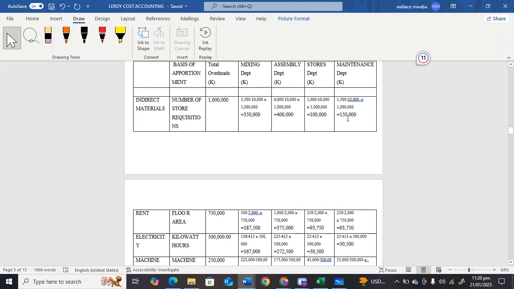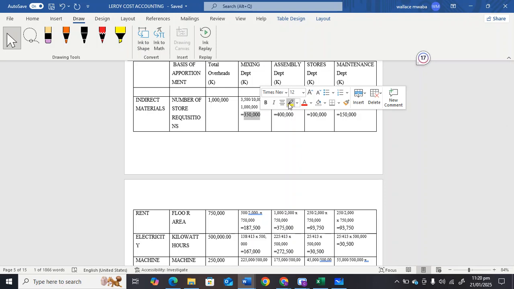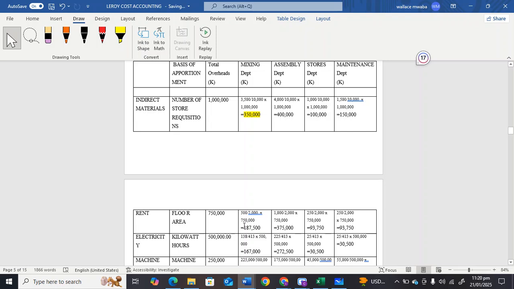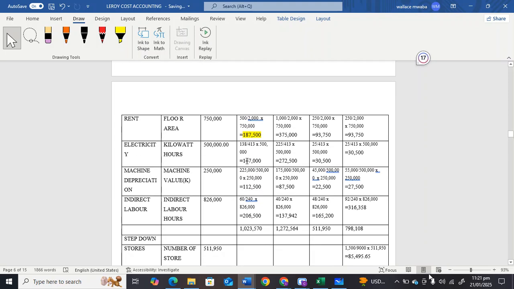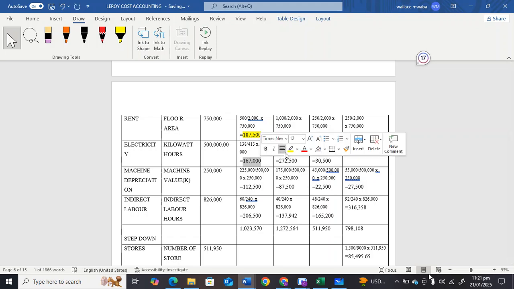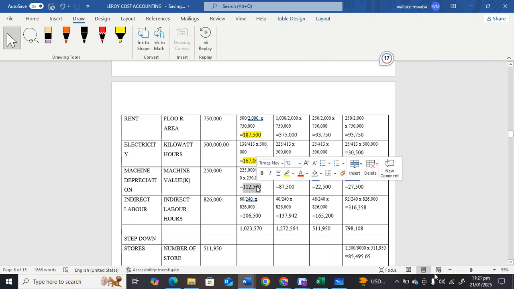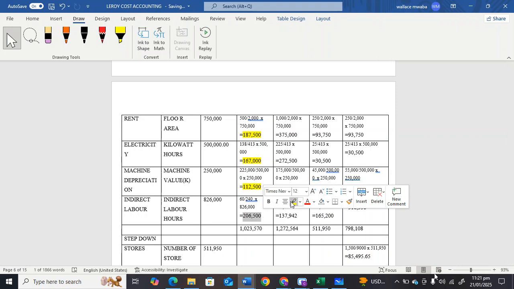So, for mixing, you say 350,000 plus 187,500 plus 167,000 plus 112,500 plus 206,500.